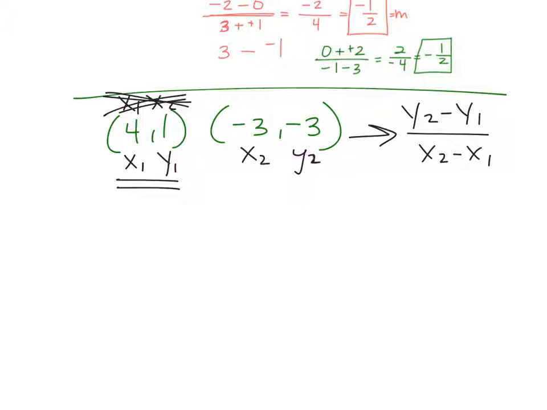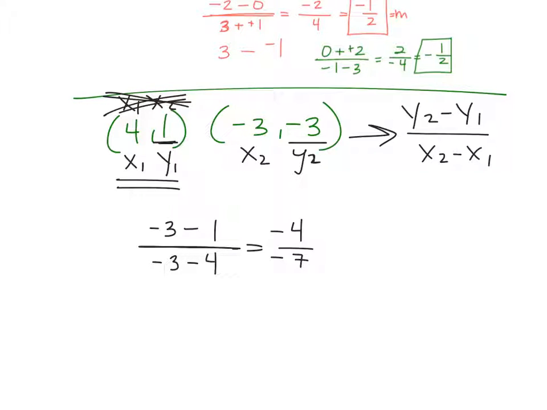All right, so then we're going to plug that into this formula. What would that look like? What's going to be on top? Right, negative 3 minus 1, right? That's y2 minus y1. So negative 3 minus 1 over what's going to be on bottom? Minus the 4, right? Minus your x1. So negative 3 minus 4. Okay, so then when we simplify that, negative 3 minus 1 is negative 4. Negative 3 minus 4 is negative 7.